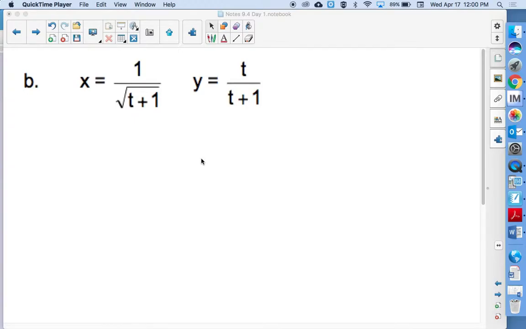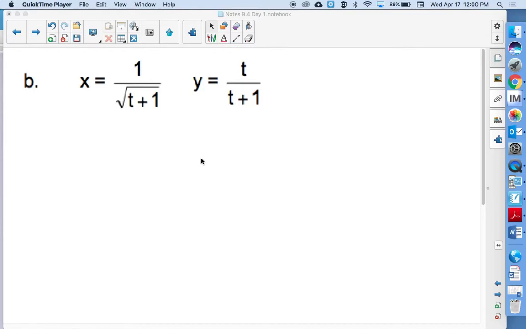Problem. We have x equals 1 over the square root of t plus 1. I strongly suggest you start with x and get t by itself, because then you're taking that variable and plugging it in for y. It's already in y equals 4. So it is less work, because otherwise, if you solve the y one, you have to plug it in for x, and then you have to resolve to get y by itself. So you're solving twice, and that is a little bit of extra work.